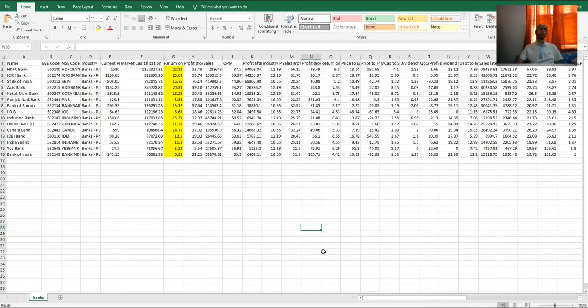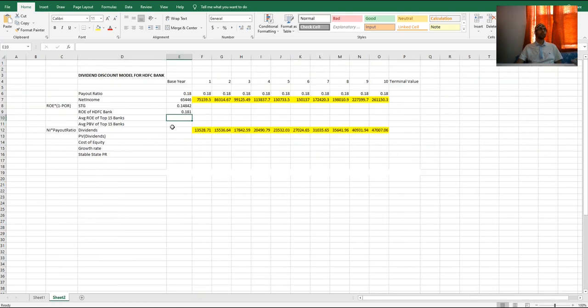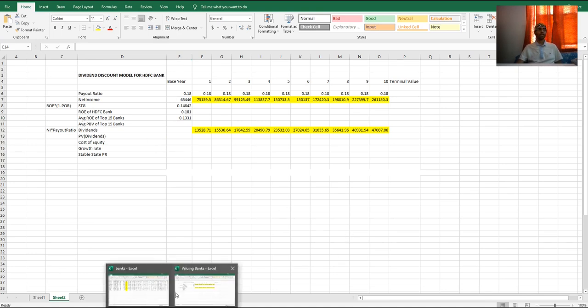13.31 is the return on equity. So we write that. So 0.1331 is the average return on equity. Average price to book value of top 15 banks. Again, we will take it from this data only.